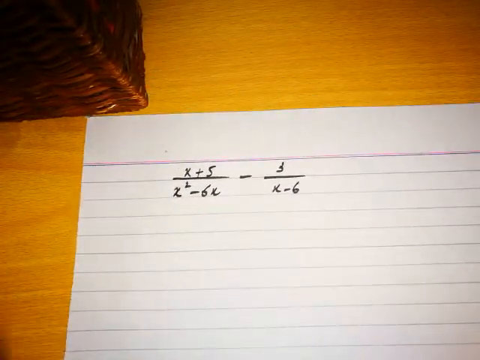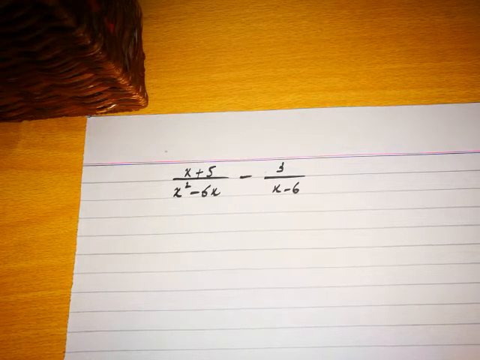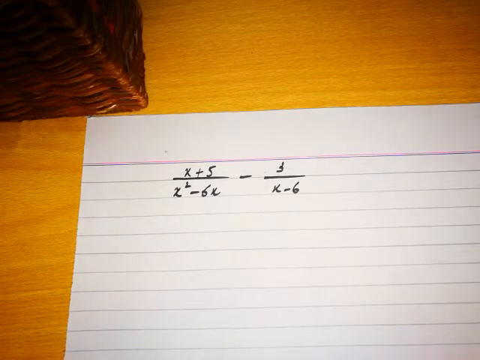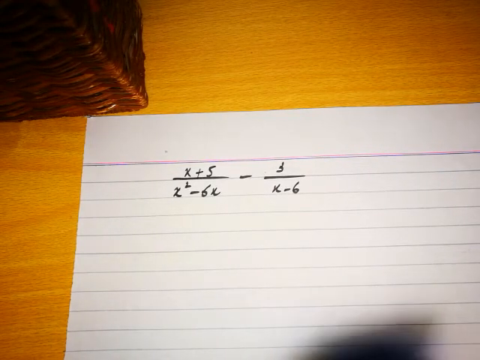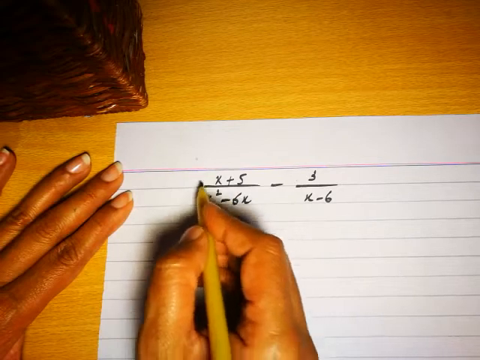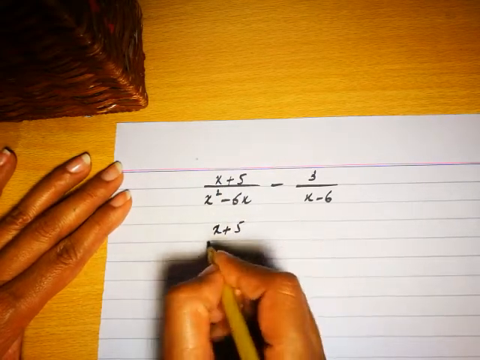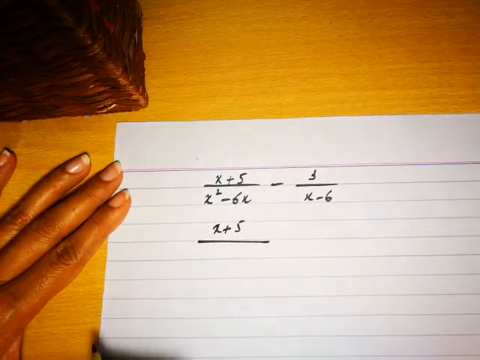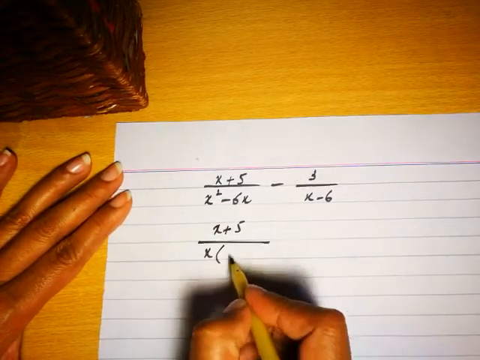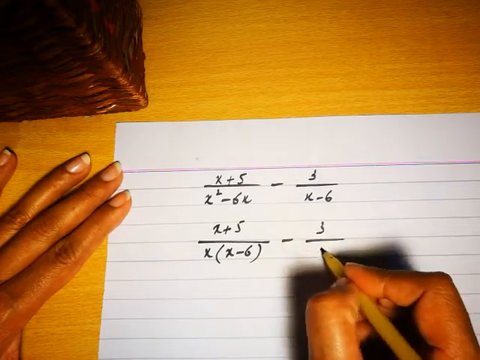Now, sometimes you see a question where you are not going to apply any identity. Even then, by taking something common or doing something, you are going to have like terms and you are able to take something common. Now, if I am thinking about this fraction, which is x plus 5 over x square minus 6x. If I am going to take x common, what will happen? I will be left with x minus 6. Minus 3 over x minus 6.